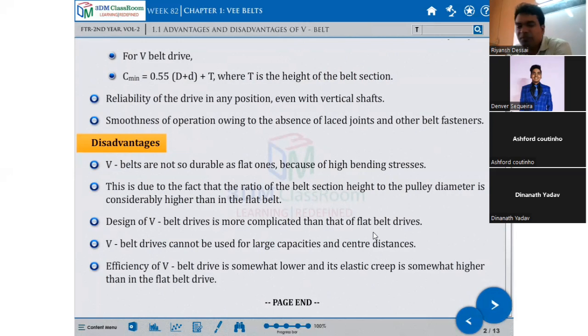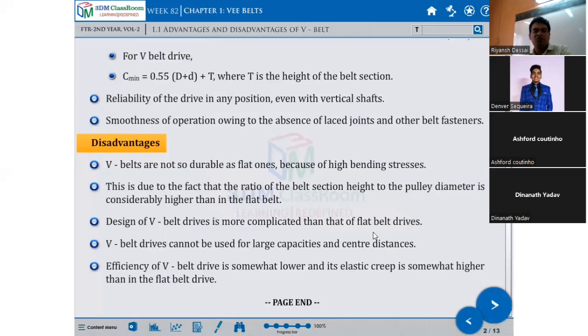Second disadvantage, the design of Vee belt drive is more complicated than that of flat belt. So this is also something we can accept. For the Vee belt drive, we have to design the Vee groove pulley and Vee belt. The design is a little bit complicated compared to the flat belt. Flat means a direct rectangular piece. Vee belt drives cannot be used for large center distances. So in such cases the Vee belt we cannot use.